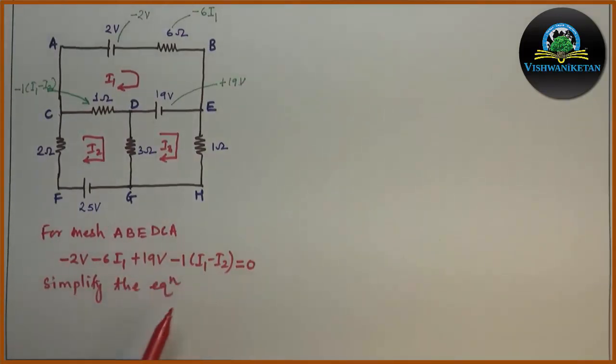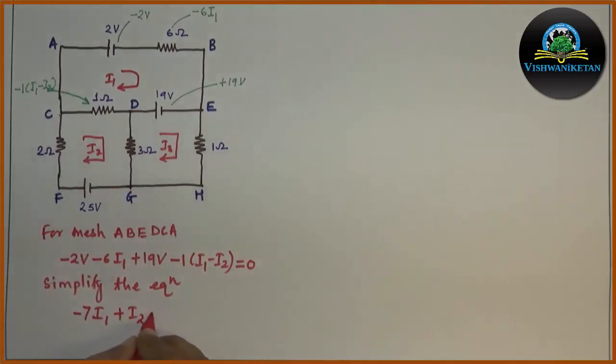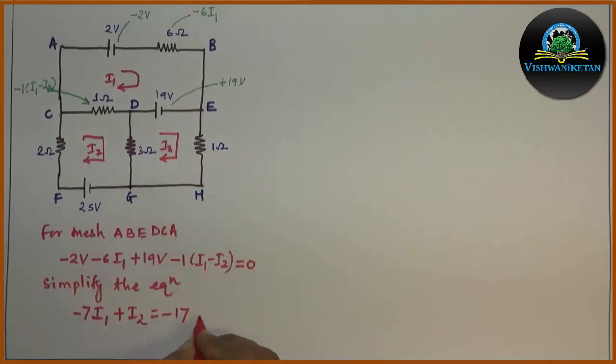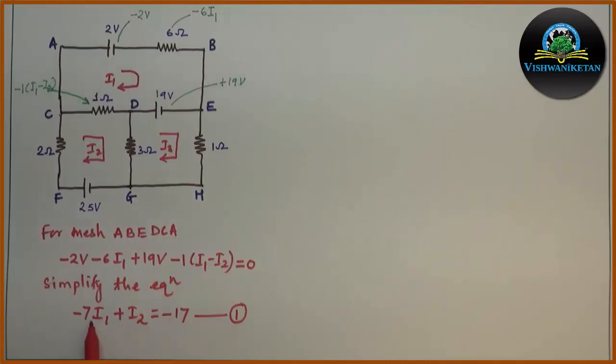Now simplifying the above equation, we get minus 6 I1 minus 1 I1, that is minus 7 I1, plus I2 is equal to minus 17. This is my equation number 1. So I got one equation as minus 7 I1 plus I2 is equal to minus 17.